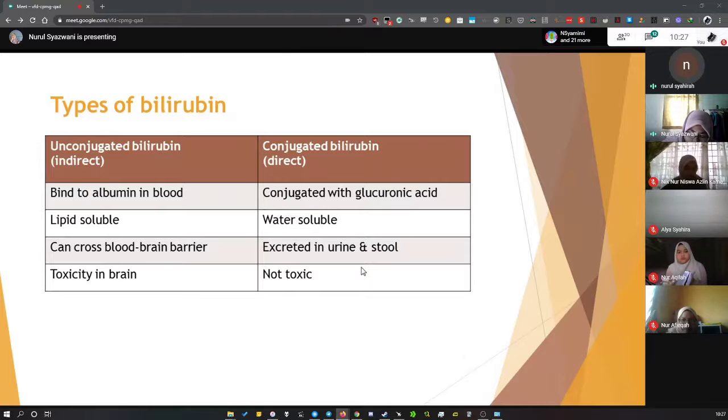So for the unconjugated, it can bind to albumin, and for the conjugated, it is conjugated with glucuronic acid in the liver. And the unconjugated is lipid soluble. The conjugated is water soluble. The unconjugated can cross the blood-brain barrier, and the conjugated can be excreted in urine and stool. The unconjugated can cause brain toxicity, and the conjugated is not toxic. Next.